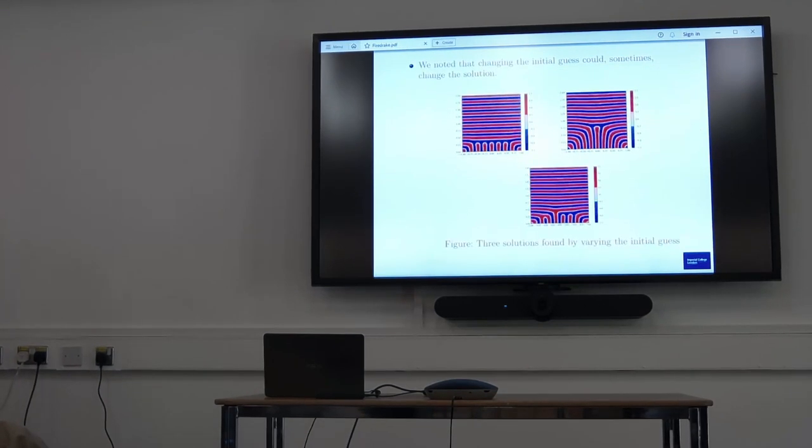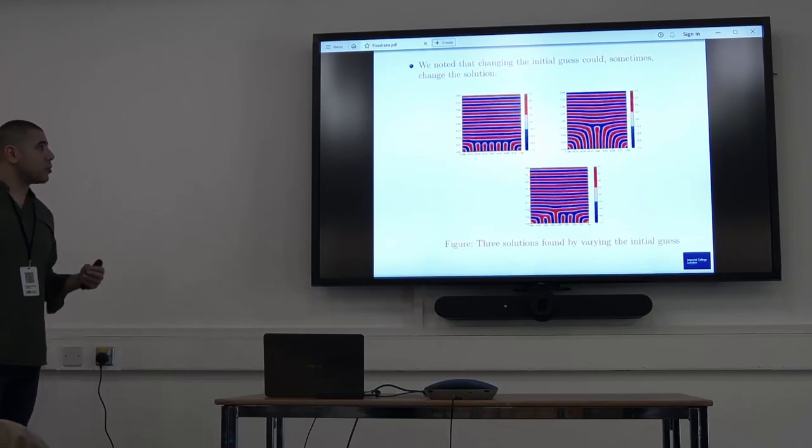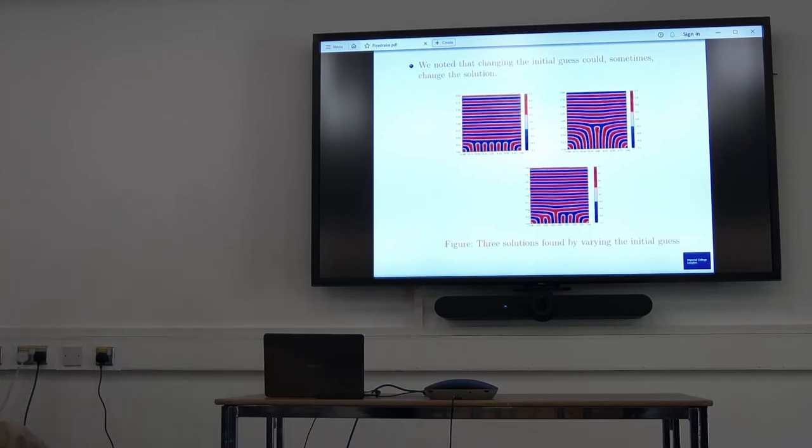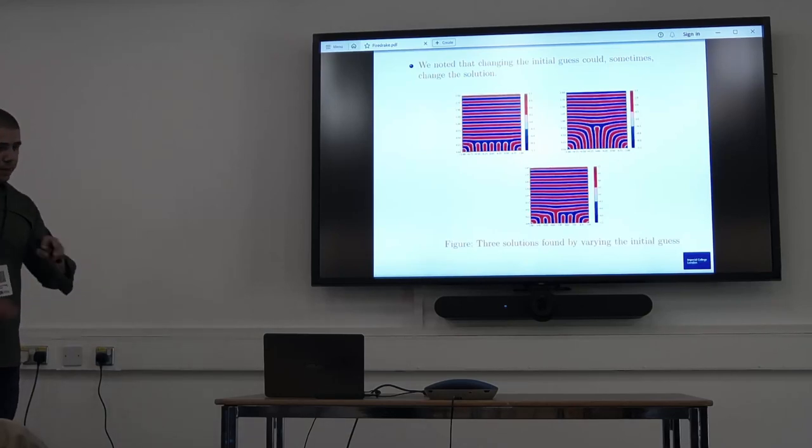And the problem has multiple solutions, so we notice that changing the initial guess can change the solution. These are three solutions generated by varying the initial guess at the very coarse level.